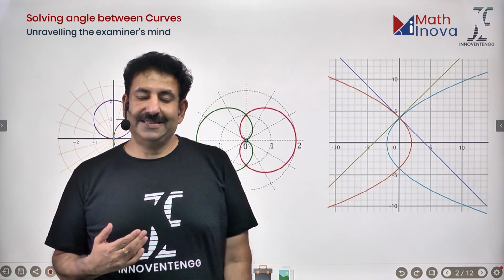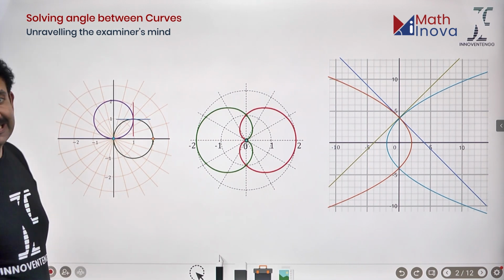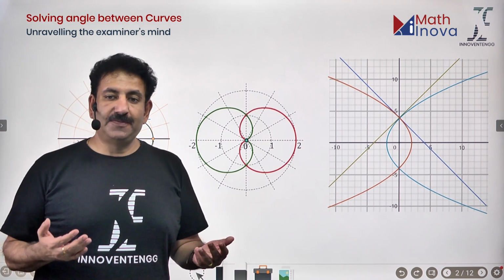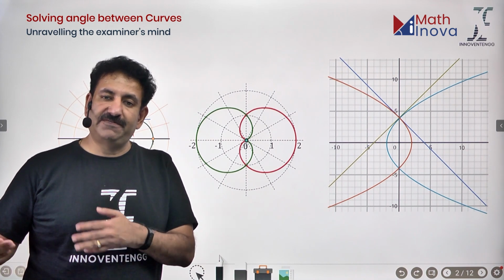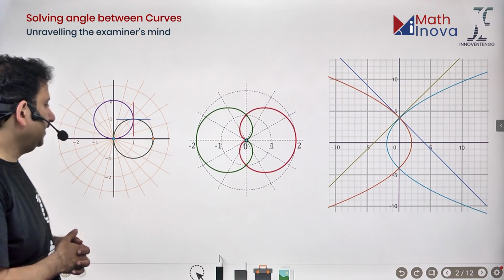Now let's see in what cases, under what circumstances the curves can intersect orthogonally. That's very important. The moment I say orthogonally, your job is 50% reduced. All that you have to do is find tan phi1 into tan phi2, and if that is equal to -1, they are intersecting orthogonally.